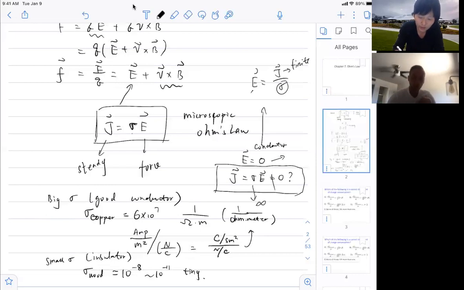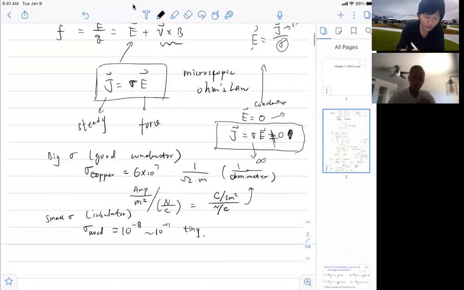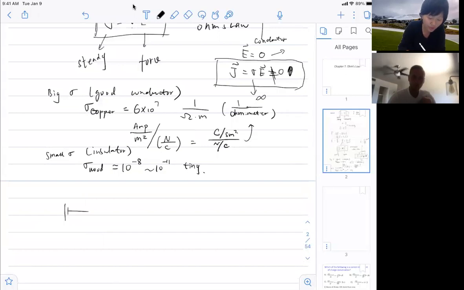Okay, so obviously J would not be 0 inside a conductor. So just cross it out. It's not equal to 0. The microscopic Ohm's law can be related to the Ohm's law that we are familiar with. So if we still remember, let's say this is a resistor, and this is the current, and this is resistance R, and the voltage is V. Do you guys still remember what we learned about Ohm's law?